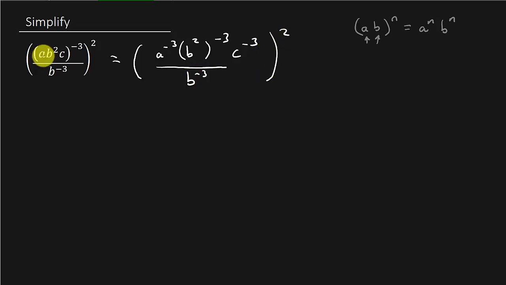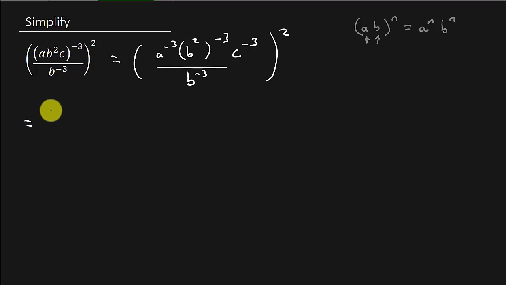All I did is the a, the b squared, and the c I raised to that negative 3 power. And I know you're thinking, our final answer has to be where all the exponents are positive, and that's right. But don't worry about the exponents being positive until after you've done everything else.